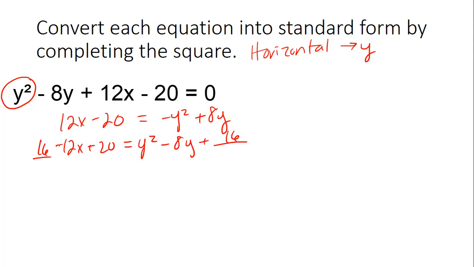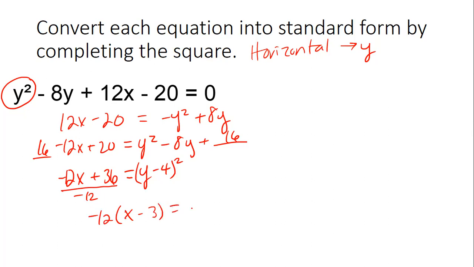Okay, now we're going to simplify and factor. So we have negative 12x plus 36 equals (y minus 4) squared. We're going to divide by our leading coefficient. Our leading coefficient was negative 12. To factor that out, and we're left with x minus 3 equals (y minus 4) squared.